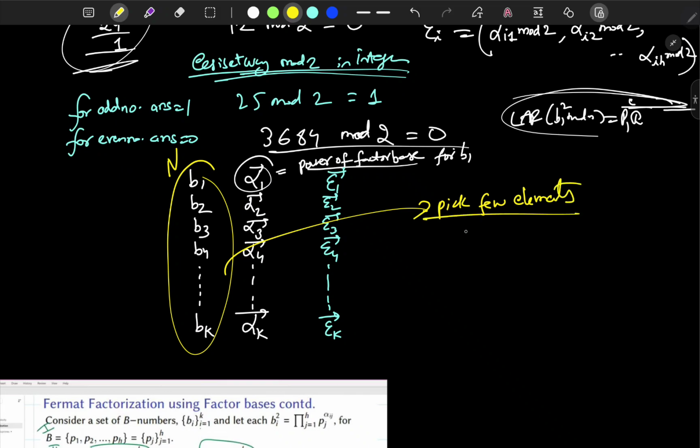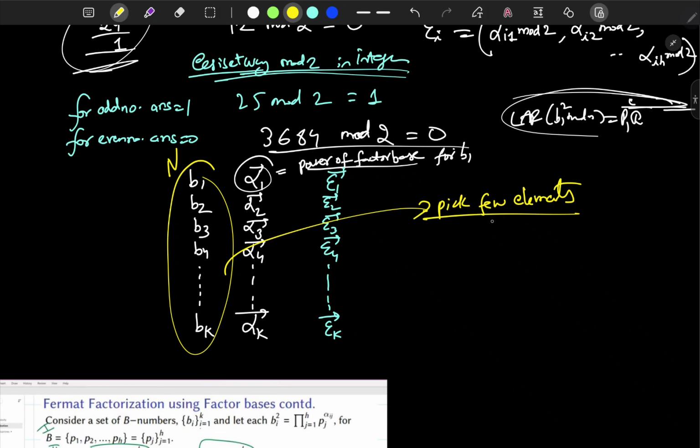You pick some elements. Picking some elements means, let's say I have picked randomly 3 elements. Let me name them B5, B8 and B13. If I pick these 3 numbers, that is what we mean by picking. This you can understand easily.